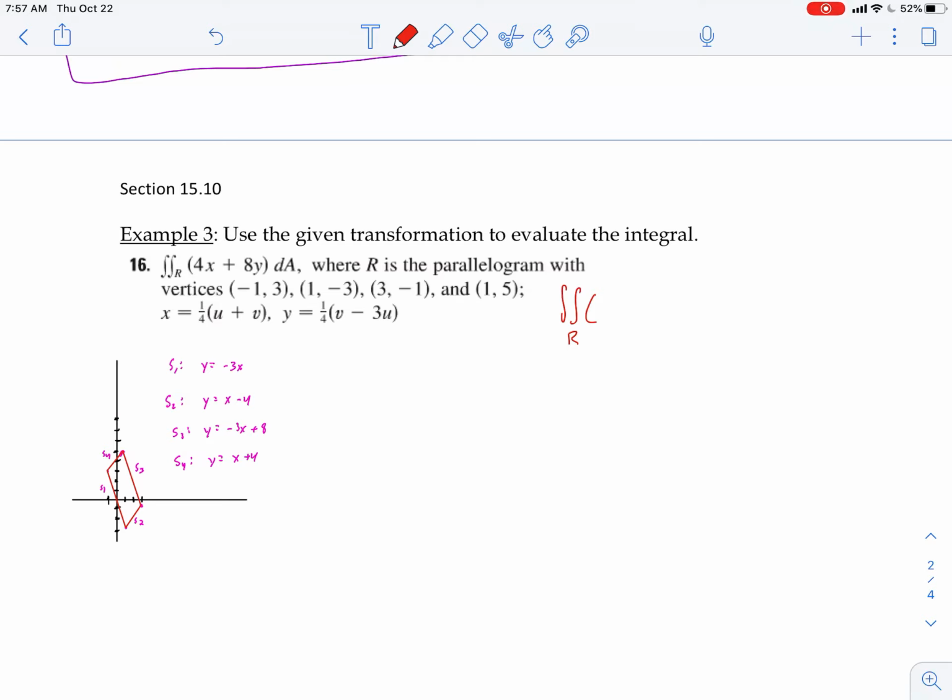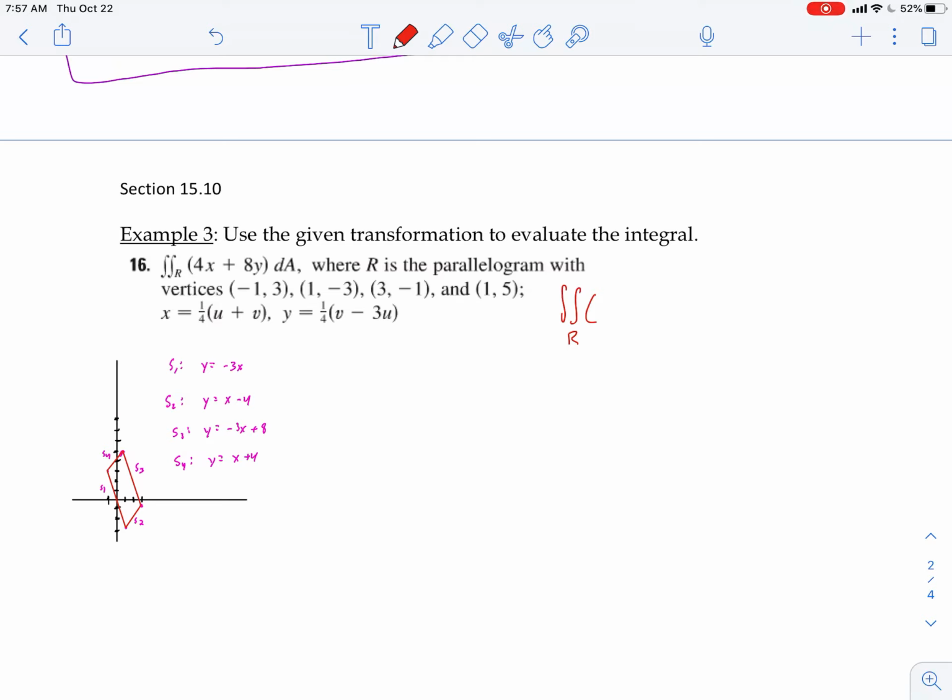So we're going to have the double integral of r. If we do the math right, it's u plus v, plus 8 divided by 4 is 2, so 2v minus 6u. So we're going to have the double integral of r, and that's going to be 3v minus 5u dA. We can't forget our dA. Our dA is going to involve the Jacobian, so we'll do that in a second. Now let's find our region, and then we'll do the Jacobian.